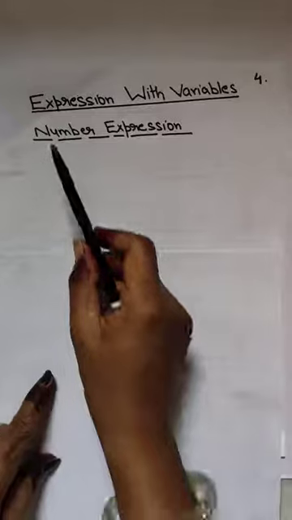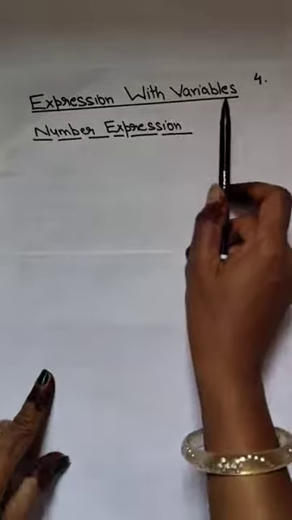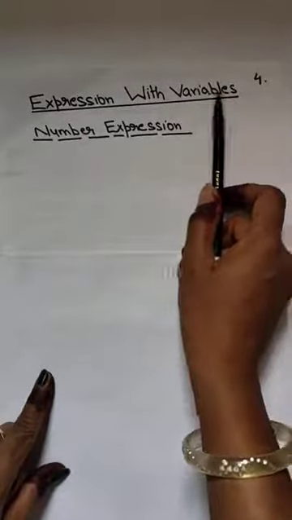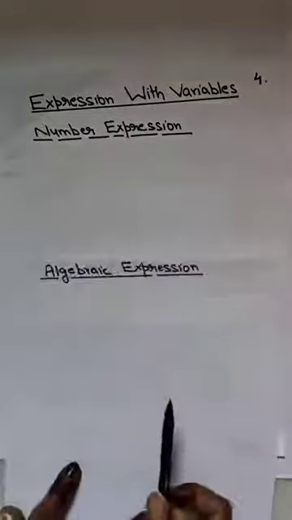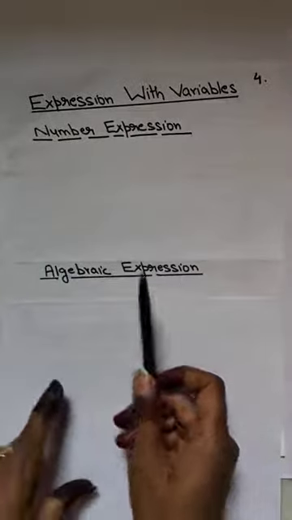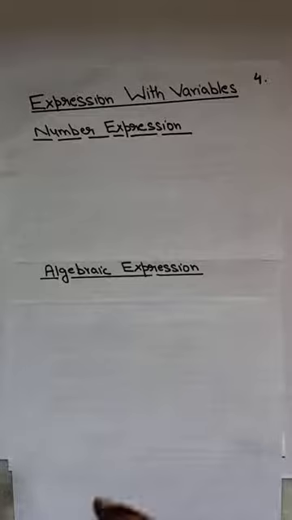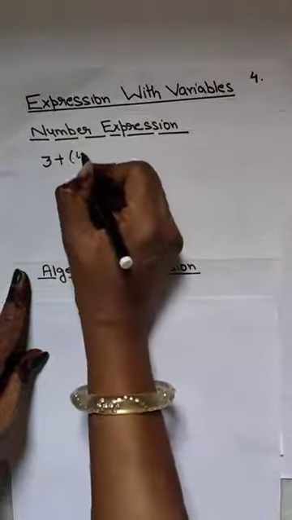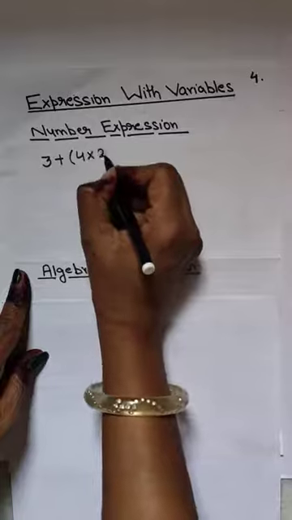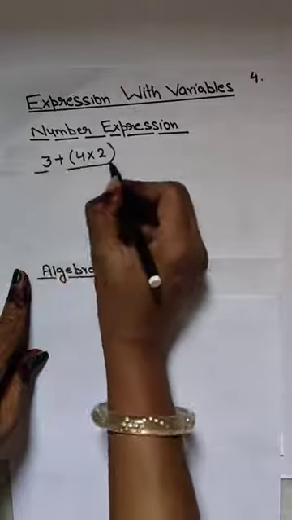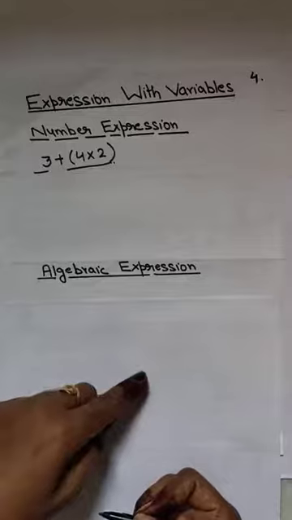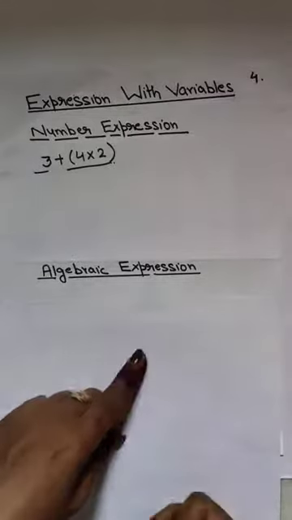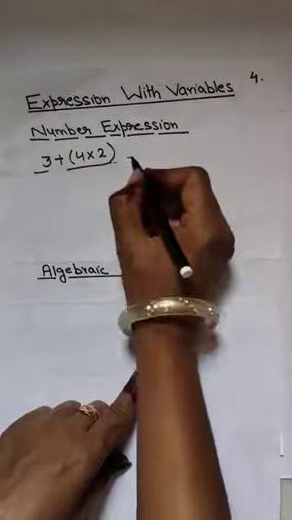After that we have done expression with variables. See, expressions are of two types, number expressions and algebraic expression. What are number expressions? Number expressions are like this: 3 plus 4 multiplied by 2, where only numbers are there. There is no variable. These are called number expression. This we can solve easily.